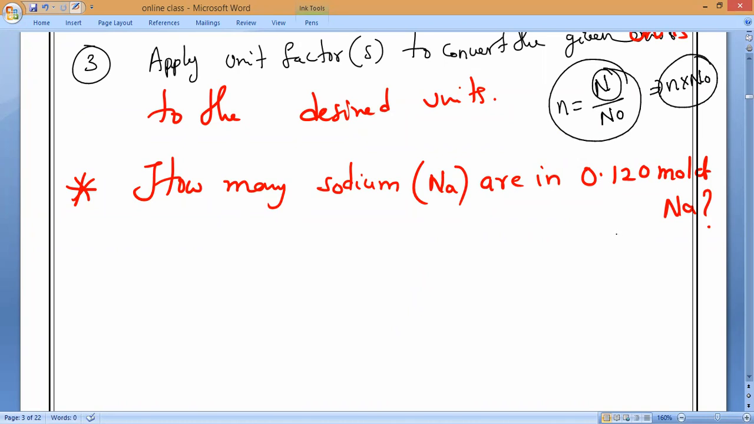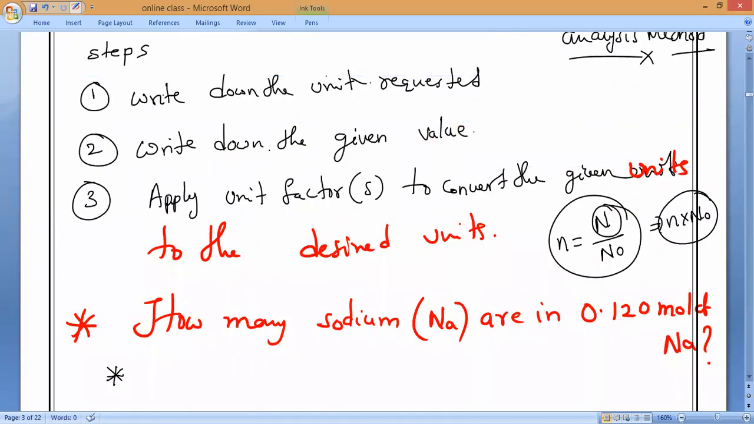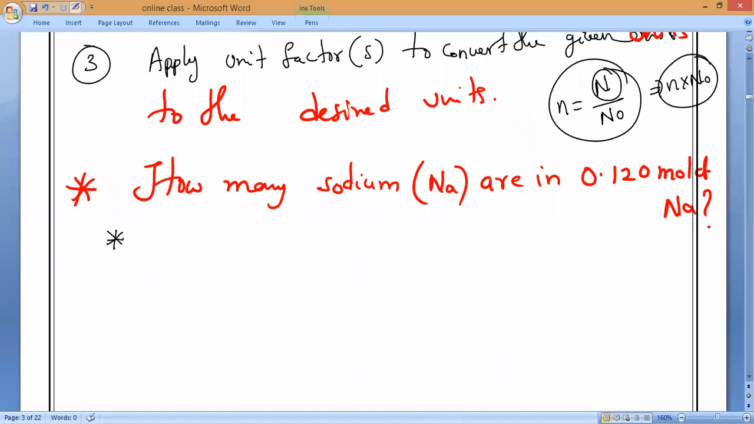Yes. Then suppose I don't know the formula, how to solve? Very simple. I will say three steps. What is the first step? Stepwise you can see. Read the step. This question you might feel is easy, but later you can see the difference. First one: write down the unit requested. What is the unit they requested? Check it, everybody.